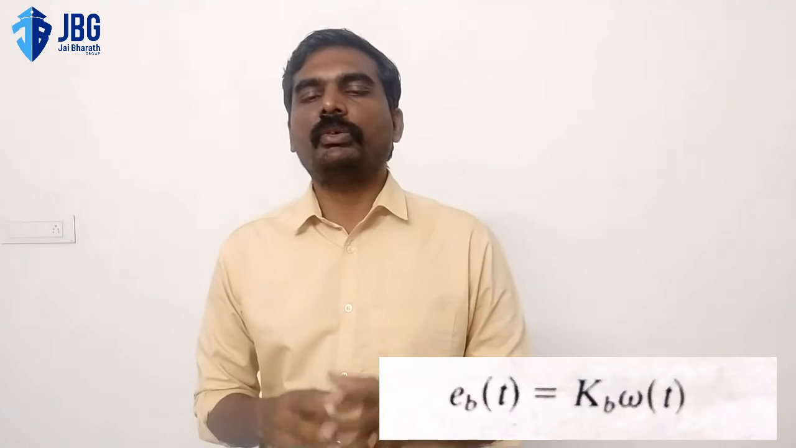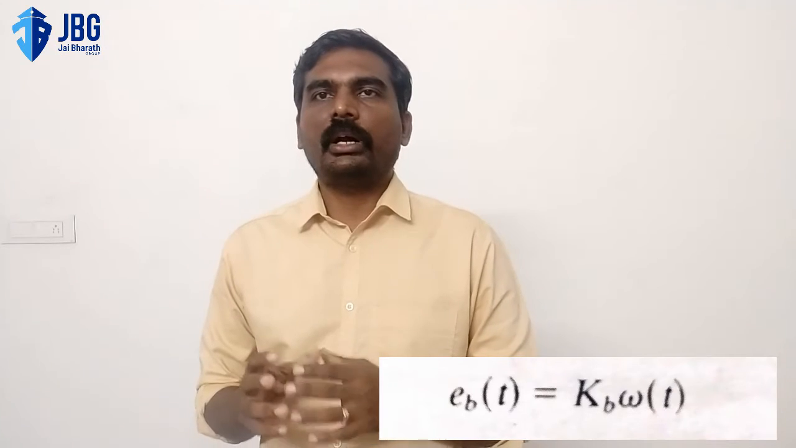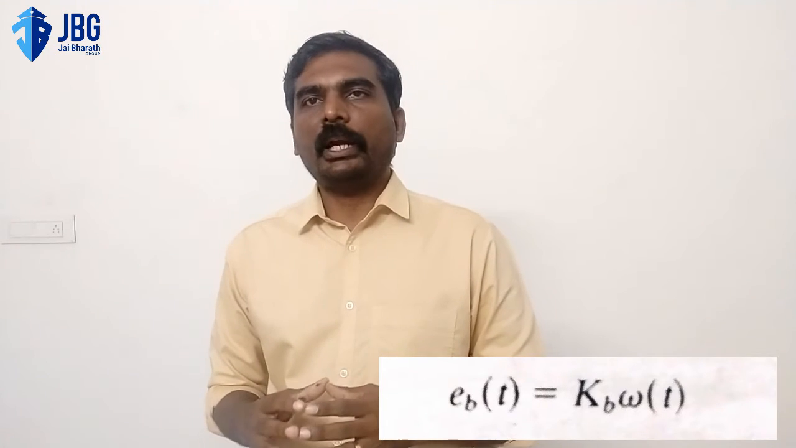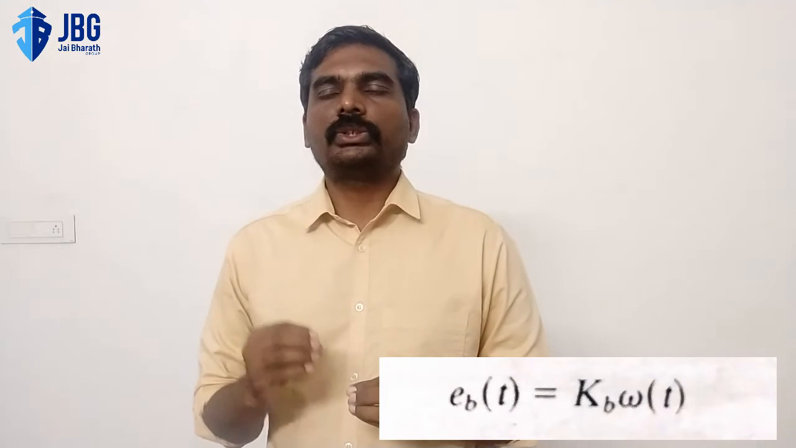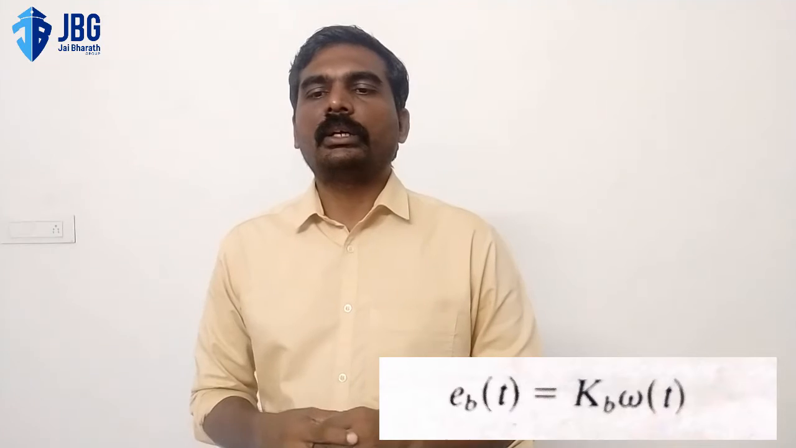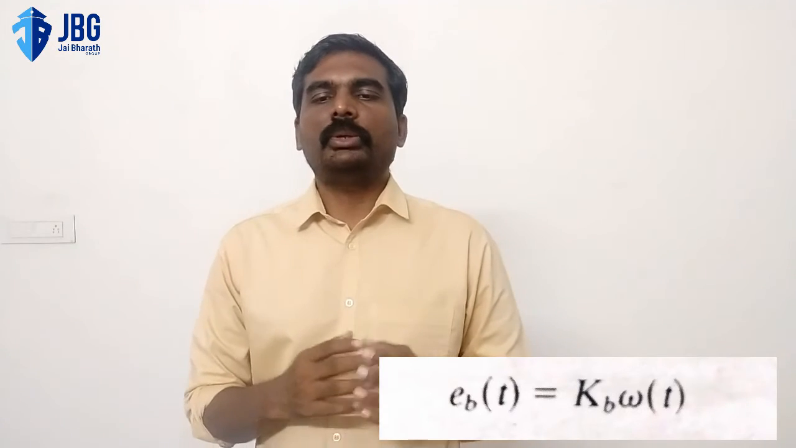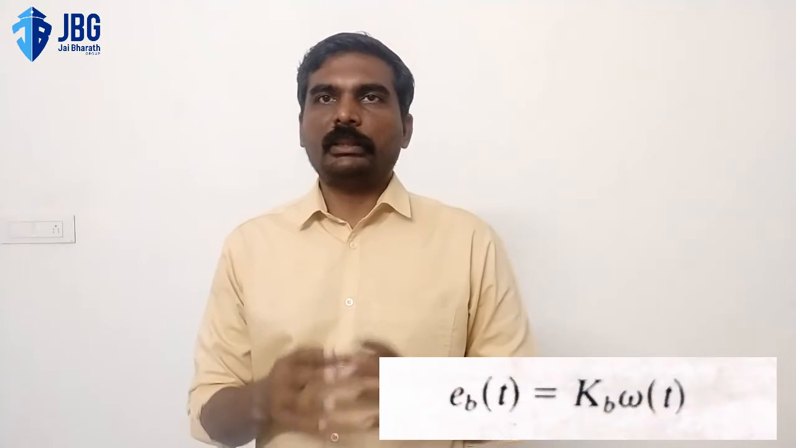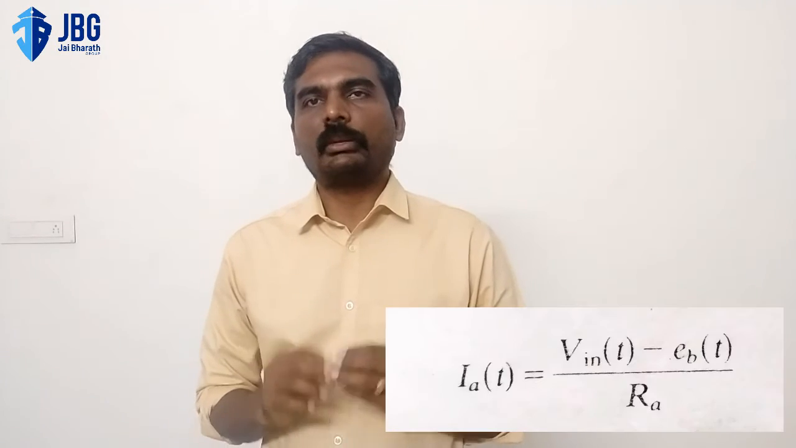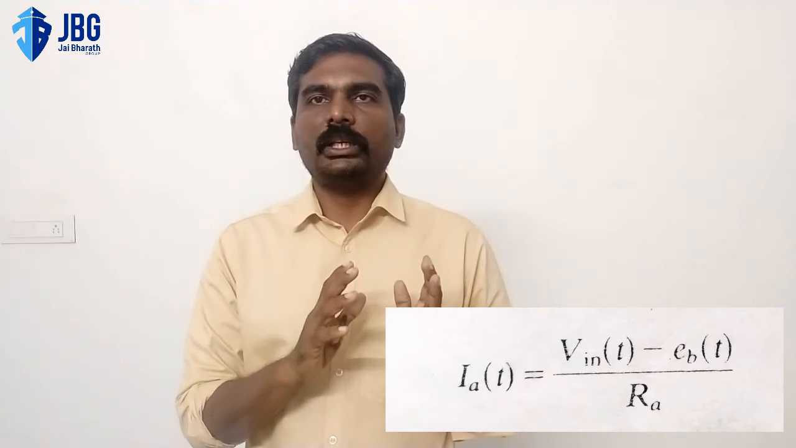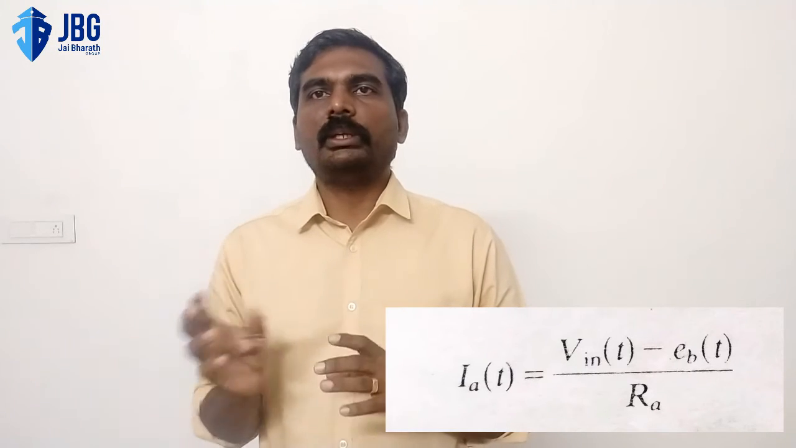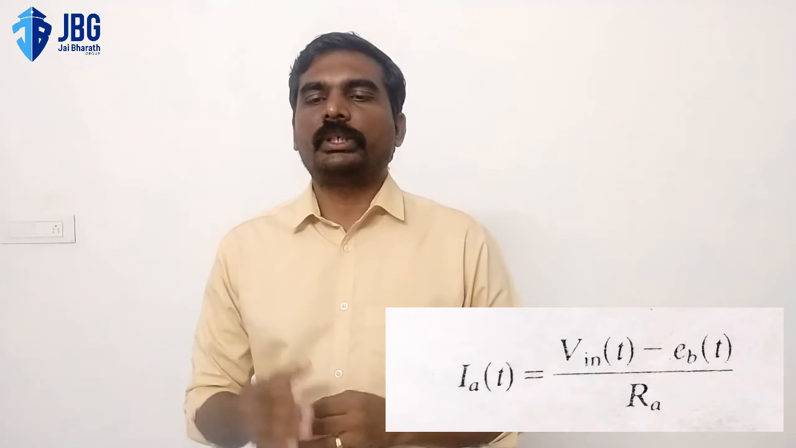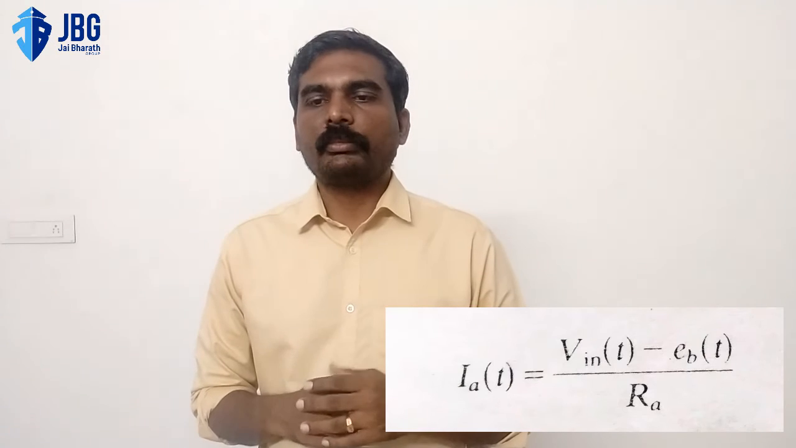It is represented as Eb(t) = Kb omega(t), where Kb is the voltage constant and omega is the angular velocity. As the back EMF is Kb omega(t), this voltage must be subtracted from the input voltage of the armature. So the actual armature current becomes Ia = (Vin - Eb) / Ra, where Vin is the voltage applied to the motor, Eb is the back EMF, and Ra is the resistance of the armature.